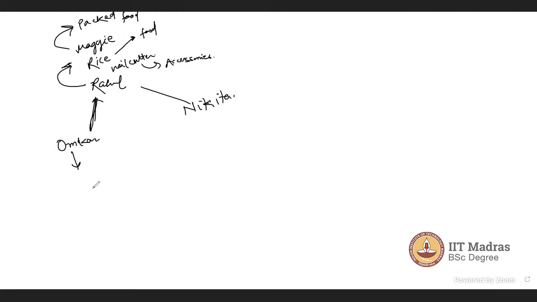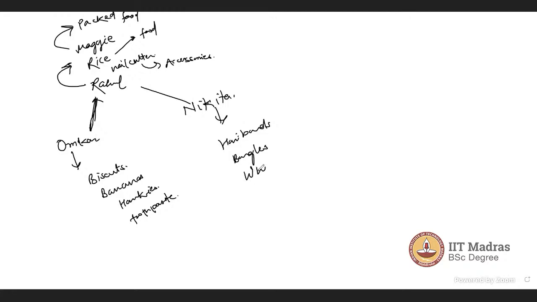Now what Omkar does. He bought some biscuits, bananas, and hankies. And something else. Toothpaste. Okay. And Nikita has bought hairbands and bangles. Wheat flour. It doesn't mean she is a girl, she will buy these things only. The wheat flour. Okay. Thanks for helping me. Oil.